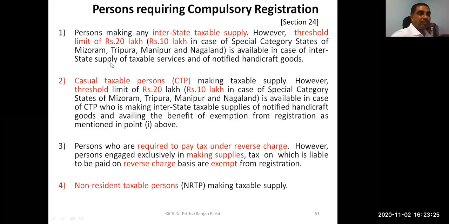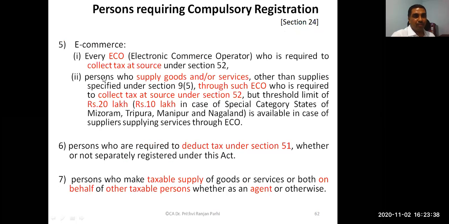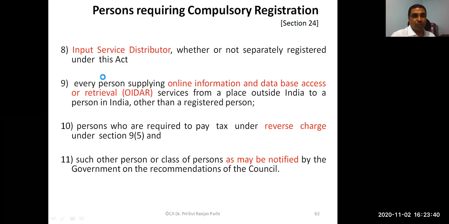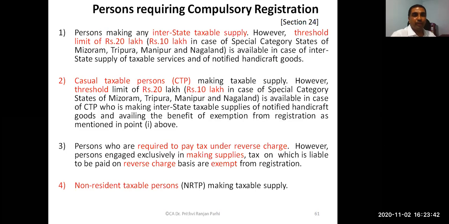Okay, in fact, I'll be showing you a list of the things. I think there are around 11 situations like this. Here are 4 points, then another up to 7. Yeah, total there are 11 situations. We have to remember where compulsory registration is involved.